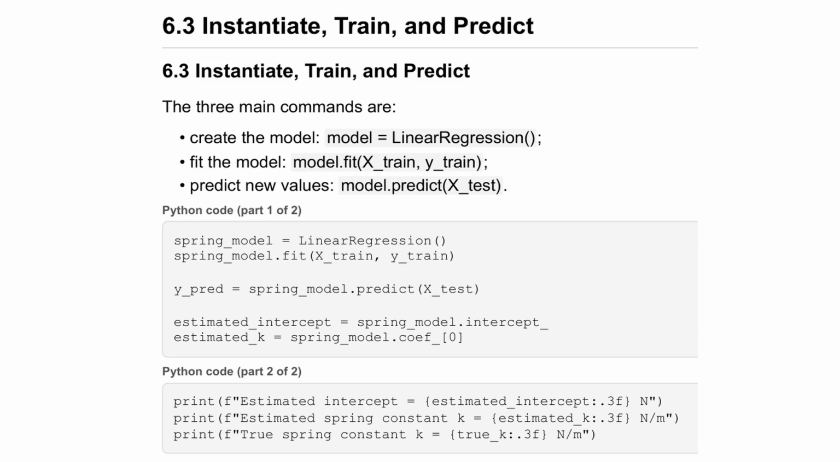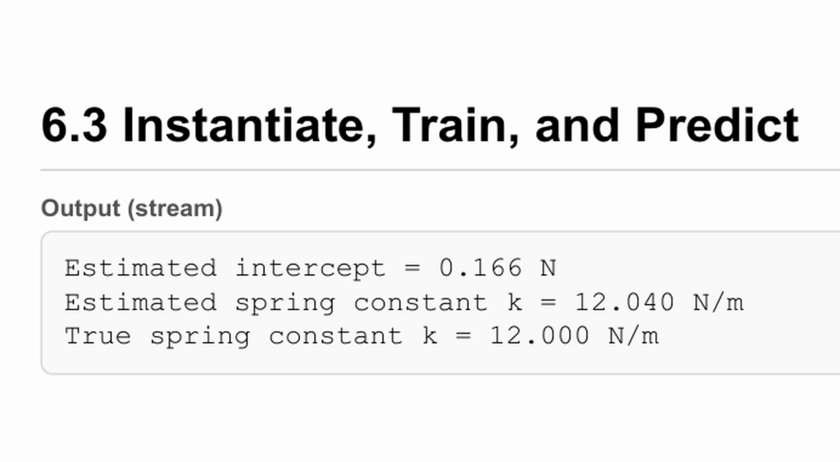predictive accuracy. Now we instantiate and train the model. We create a linear regression object and call the fit method using our training data. After training, we use the predict method to estimate forces for our test set, and we extract the learned intercept and slope coefficients. The model estimates a spring constant of 12.04 newtons per meter, which is very close to our true underlying value of 12. It also captured the small, systematic intercept, showing that the model successfully learned the physical relationship despite the noise.